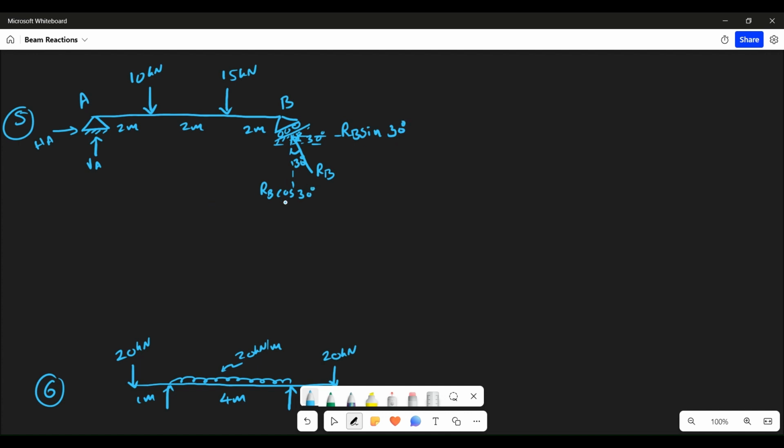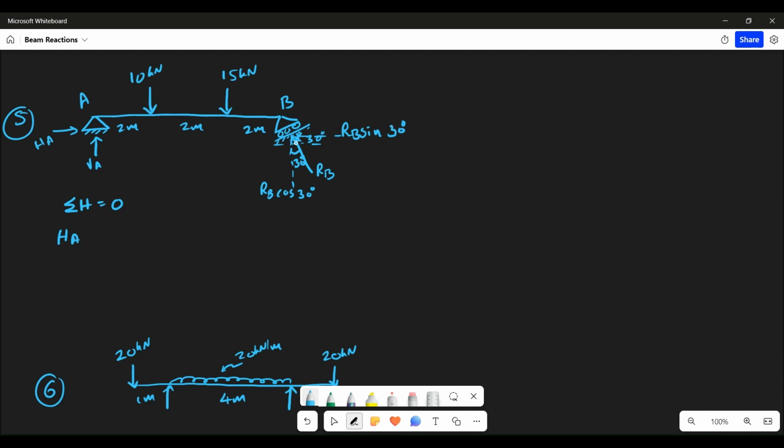So this is your example now. Two reactions here, HA and VA, and two reactions here, RB sine 30 and RB cos 30, and two external point loads, that is 10 and 15. So we have seen three conditions. First condition will be sigma H is equal to 0. So your HA is going in positive X, so let us write it as positive.